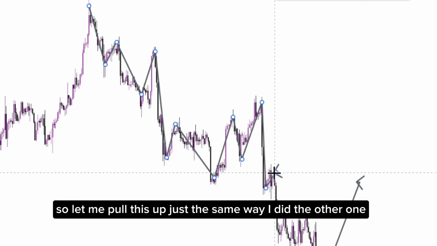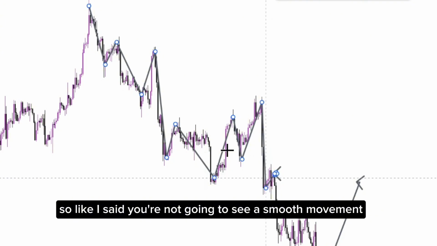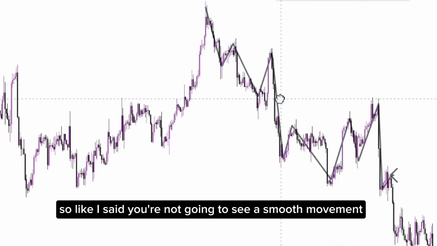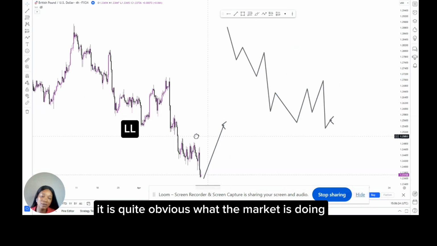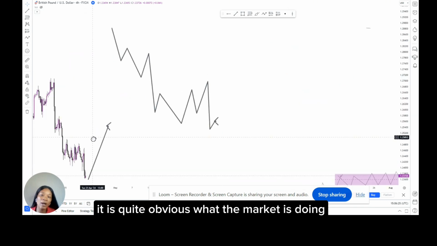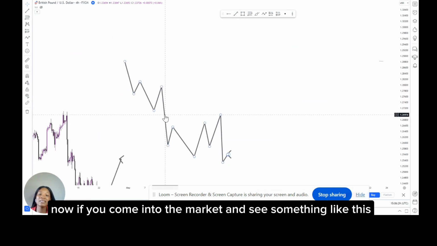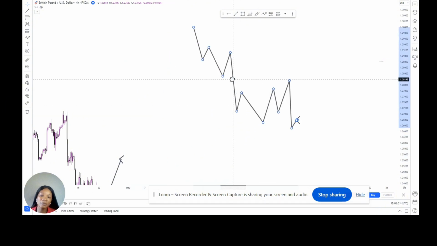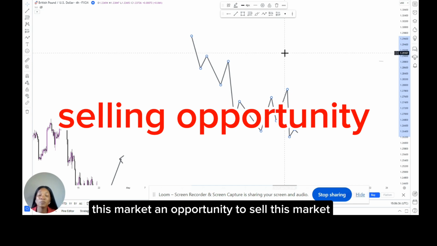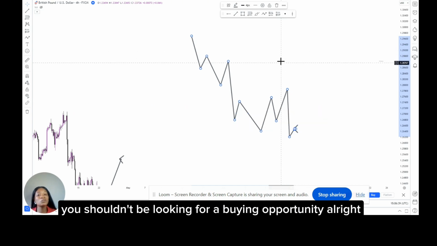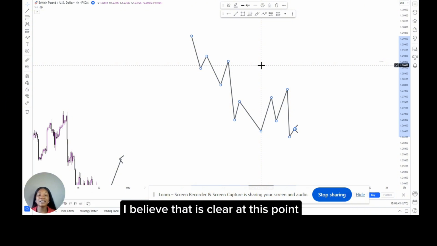So let me pull this up just the same way I did the other one. Like I said, you're not going to see a smooth movement, but if you just take that out, it is quite obvious what the market is doing. Now if you come into the market and see something like this, all I want to be doing is to get an opportunity to short this market, an opportunity to sell this market. You shouldn't be looking for a buying opportunity. I believe that is clear.